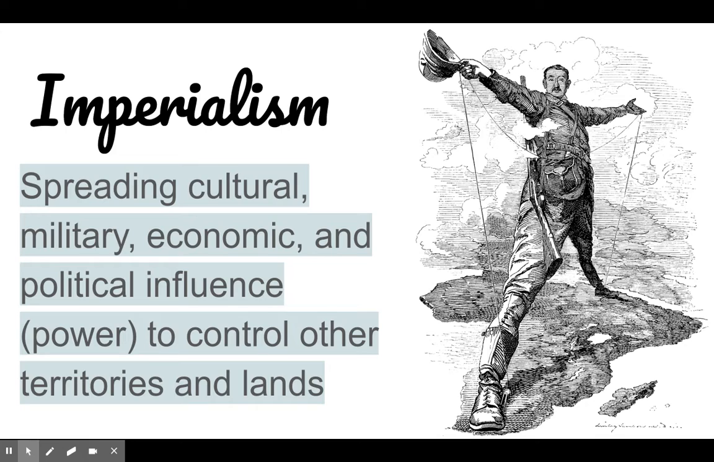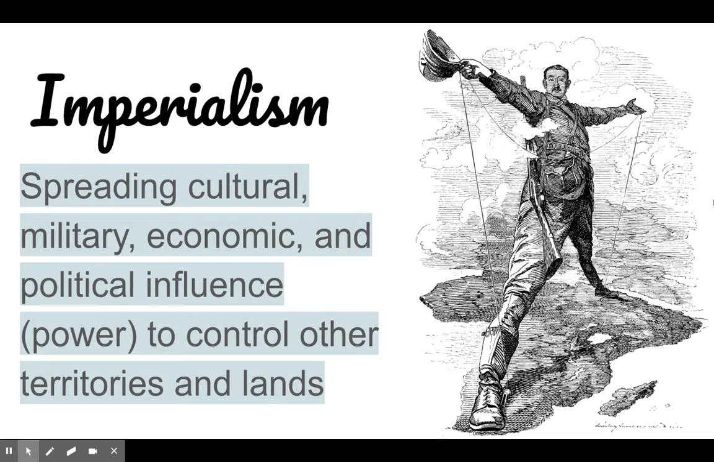Military, so we want to have military power and control in those places. Economics means money. You're going to see that we get resources, whether that's land or crops or different things like that, from other territories or land. And then political influence means power. Basically, we have a say in the way that territory or land is run.